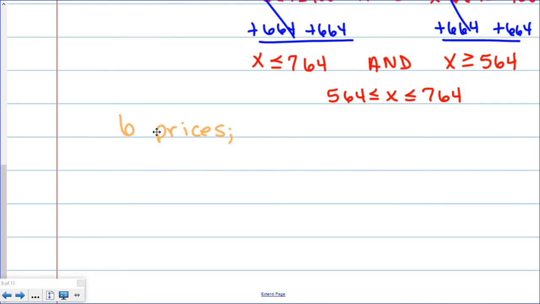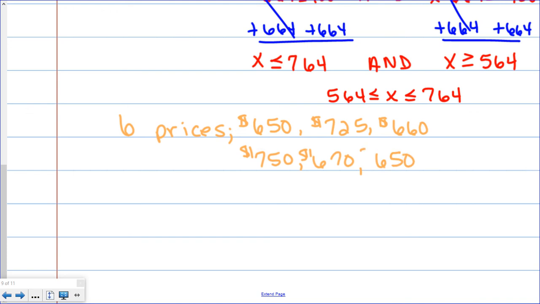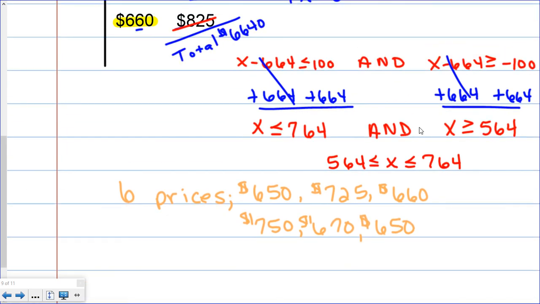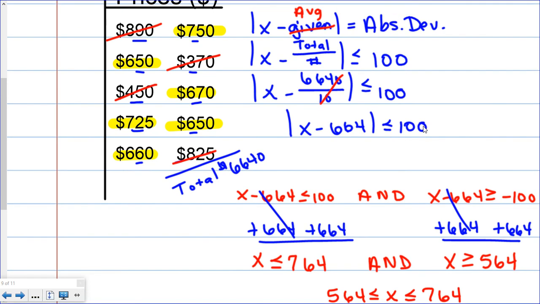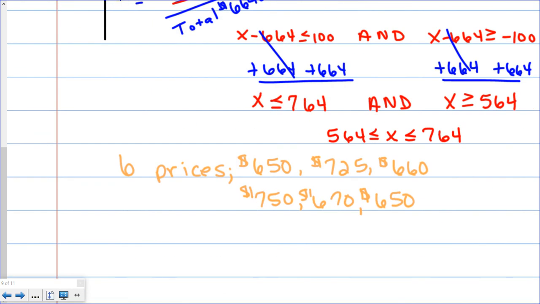And I'm going to go ahead and list them out. That is going to be 650, 725, 660, 750, 670, and 650 again. Yep, that's all of them. All right, so that is actually our answer.